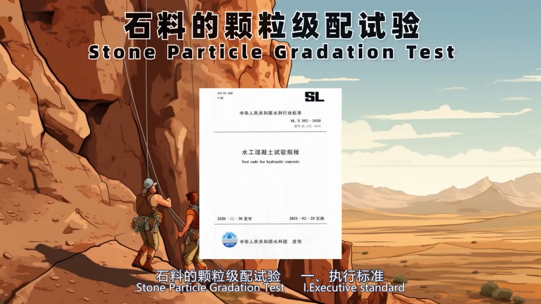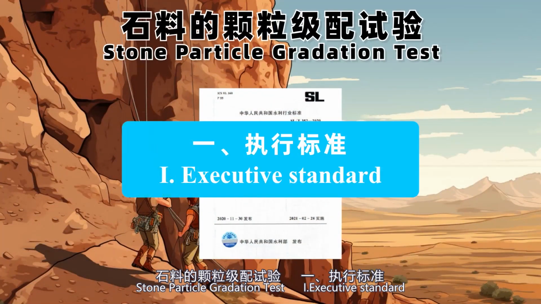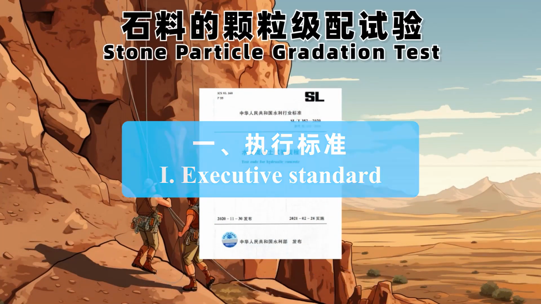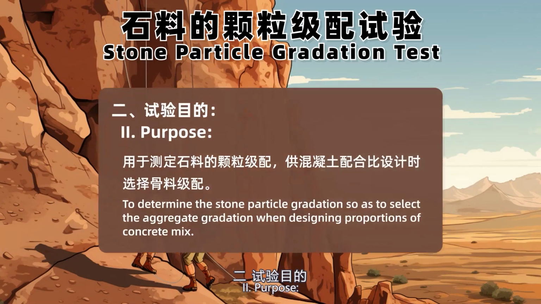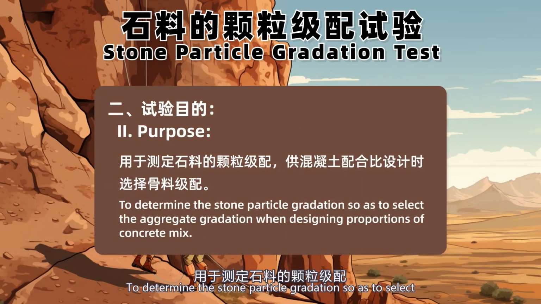Stone particle gradation test. 1. Executive standard. 2. Purpose. To determine the stone particle gradation so as to select the aggregate gradation when designing proportions of concrete mix.